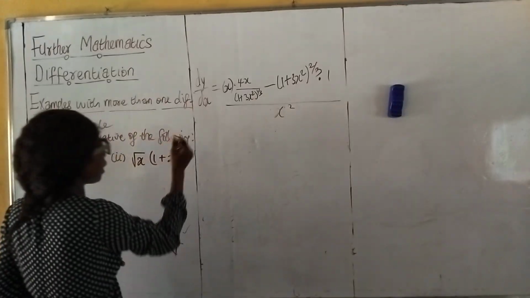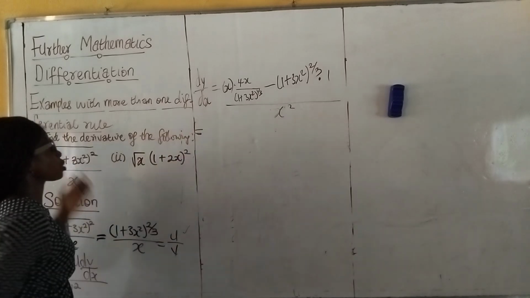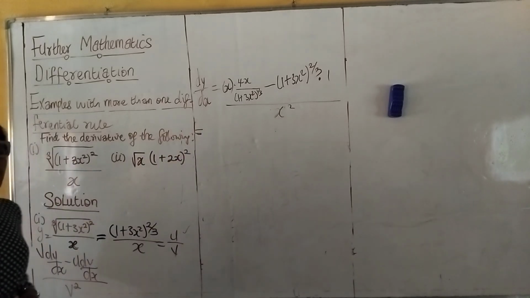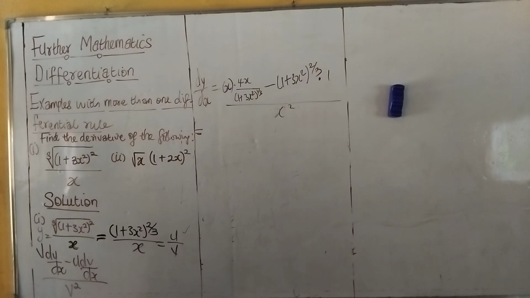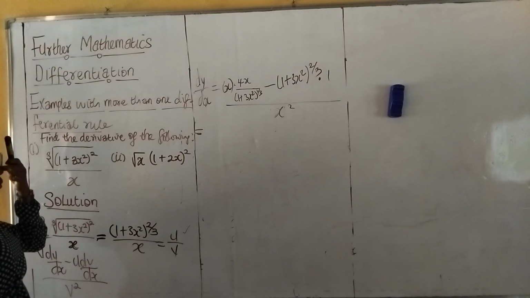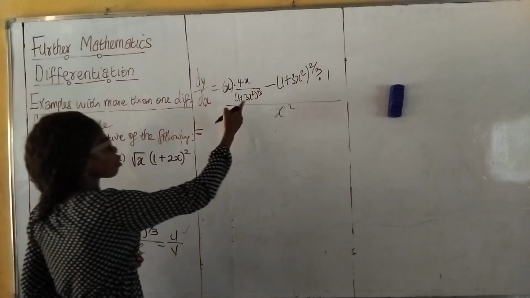We start simplifying. Actually, you are done, but you cannot leave the answer like this. So we need to what? Simplify. Now, how do we simplify? Let us first of all start with the numerator. Now, the numerator, I'm having something like this.